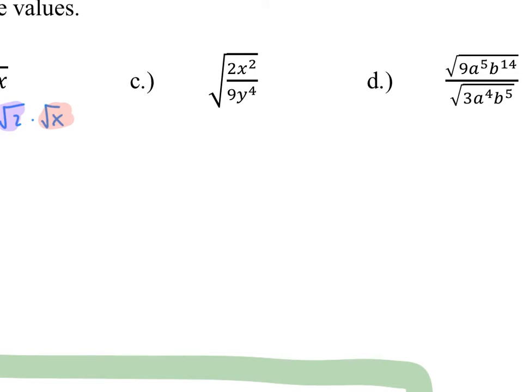The square root of 2x squared over 9y to the 4th. Again, it really starts off with the breaking apart. So I want to think about the fraction itself, breaking there. And then on the top of the fraction, I'm going to break that part of the radical apart. So I'm going to say that's the square root of 2 times the square root of x squared. And then on the bottom, I'm going to break that apart. So that's the square root of 9 times the square root of y to the 4th.